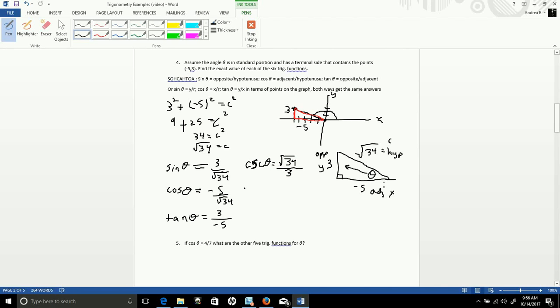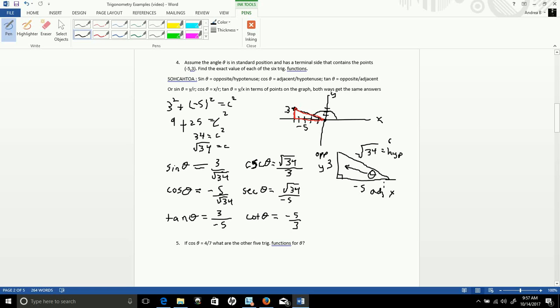And then our secant, the next one here, secant of theta is the reciprocal of cosine, so I'll write it beside the cosine. So you'd have then the square root of 34 over the negative 5. And the same type of thing with tangent, you have cotangent is the reciprocal of your tangent, so you'd have a negative 5 over 3 then. So you're just flipping those fractions to then get those last 3 trig functions.